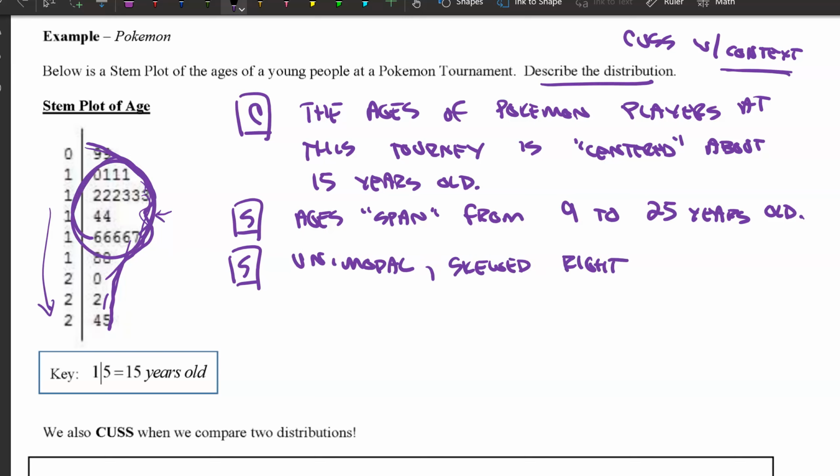Again, I'm circling my middle data, small tail, bigger tail. And unusual features, none. You don't have to put that, you could just omit it altogether. But I don't really see any outliers, I don't really see any gaps, I don't see anything weird, so I'll just say no unusual features. Okay? All right, very common test question, A/B test question that is really pretty easy.